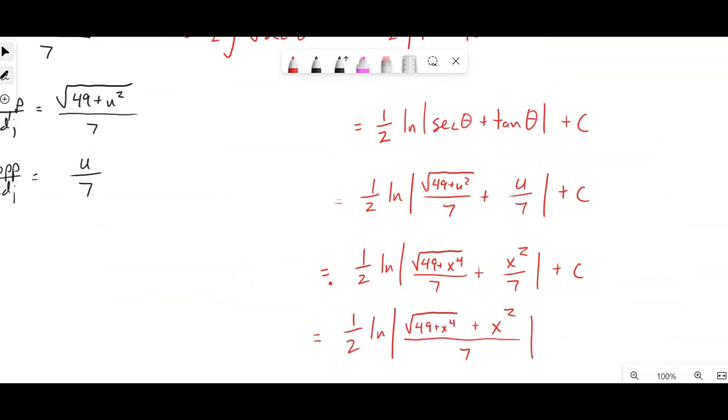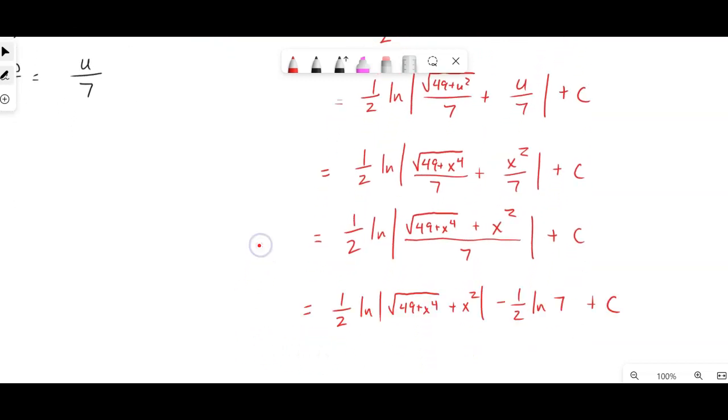But there are properties of logarithms that say you can combine these into, the numerators, obviously that's just a property of fractions. But there are properties of logarithms that say that if you have a log inside a log, then you can take the log of the numerator and subtract the log of the denominator. And we have this minus 1/2 log of 7 that comes from that property of logarithms. And this is an arbitrary constant. Well, so is any arbitrary constant plus a constant, it is just another arbitrary constant.